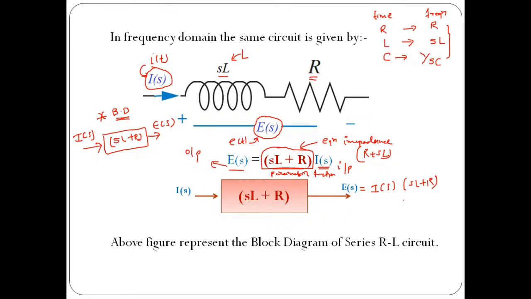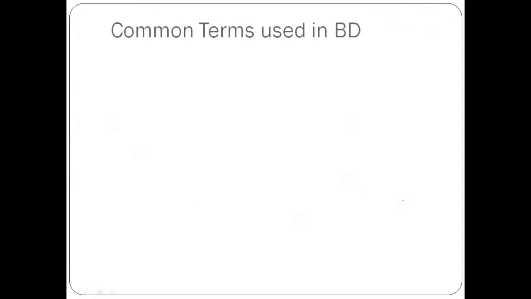Now once you are done with this, let us discuss some common terminologies which are normally used in block diagram, the way we discussed in case of signal flow graph: what is a node, what is an input node, what is an output node, what is an intermediate node, the concept of forward path, forward path gain, loop, loop gain, pair of non-touching loops, two non-touching loops, three non-touching loops, and so on.